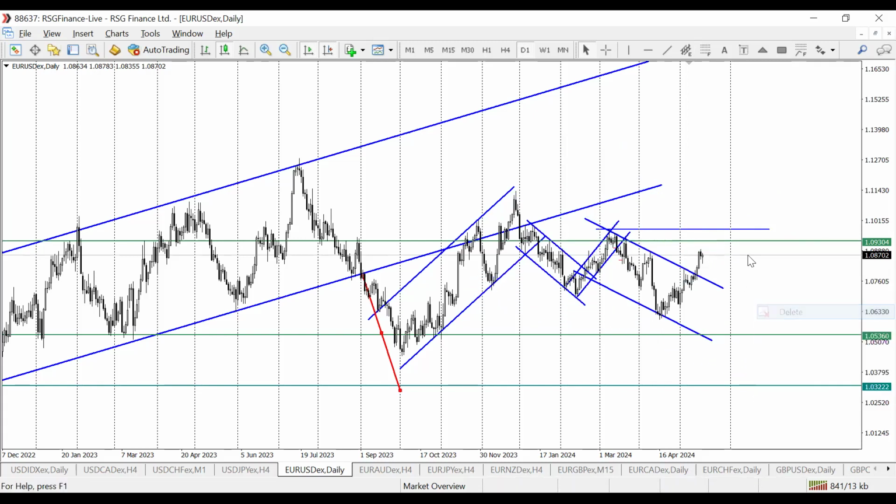So I am still of the opinion that the dollar will regain its strength and we'll start seeing a sell-off of these pairs: Euro, Australian dollar, GBP USD, and even NZD USD. So that's why I'm cautioning, just be careful trading USD because we could see a major reversal.